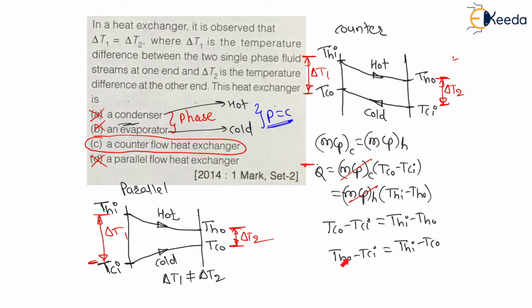And my dear students, this Tho minus Tci is delta T2, and this Thi minus Tco is delta T1. Therefore, whenever the hot and cold fluid have equal heat capacity rates, then for a counter flow heat exchanger only, delta T1 becomes equal to delta T2. Therefore, option C is the correct choice.